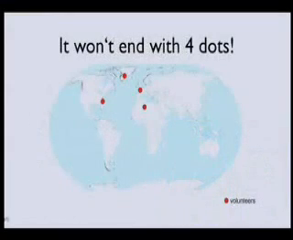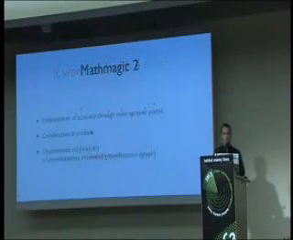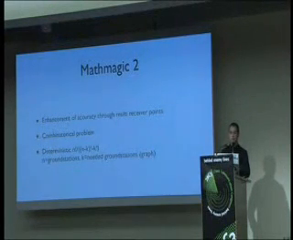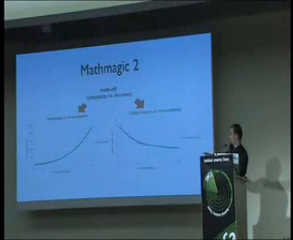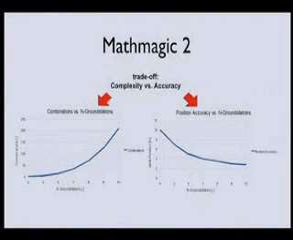So it won't end with 4 dots. We need more at some point, because we want more reception stations distributed all over the world. Then we can enhance the accuracy through multiple reception points, and it will become a combinatorial problem with exponential deterministic behavior. The more stations you have, the more the computer has to calculate afterwards, but like shown here, your position accuracy will be much, much better, or at least we hope so.